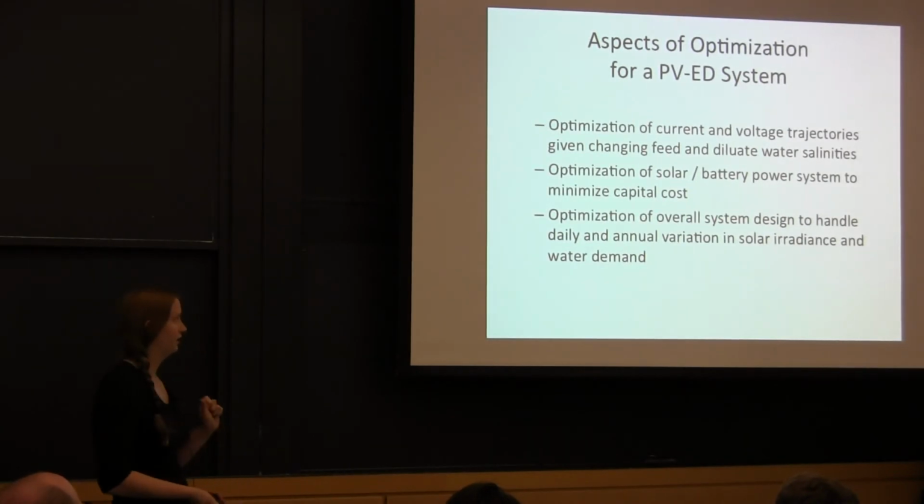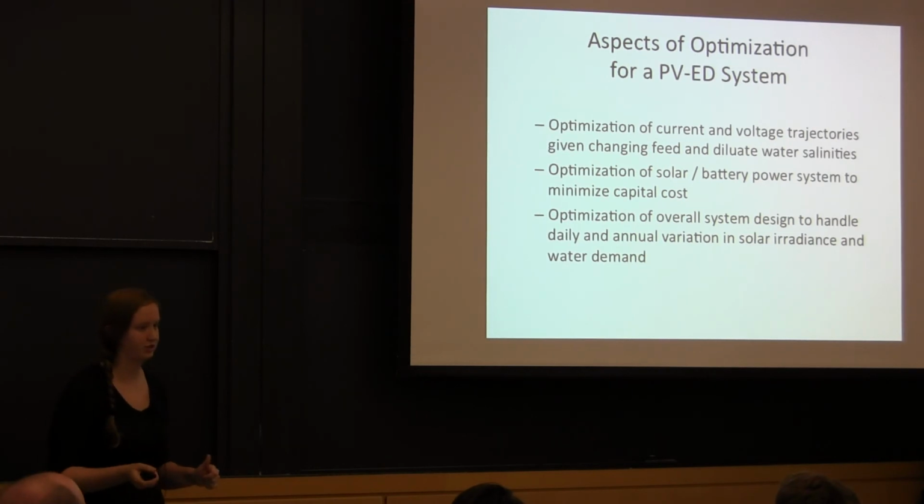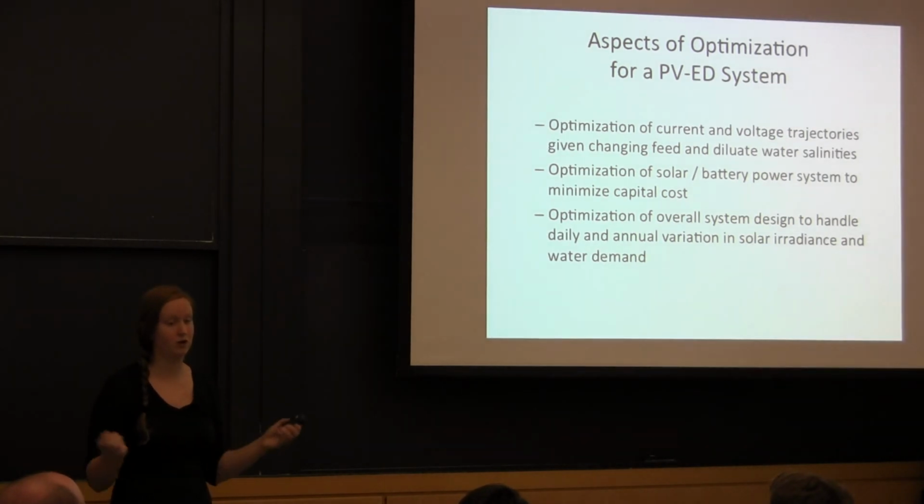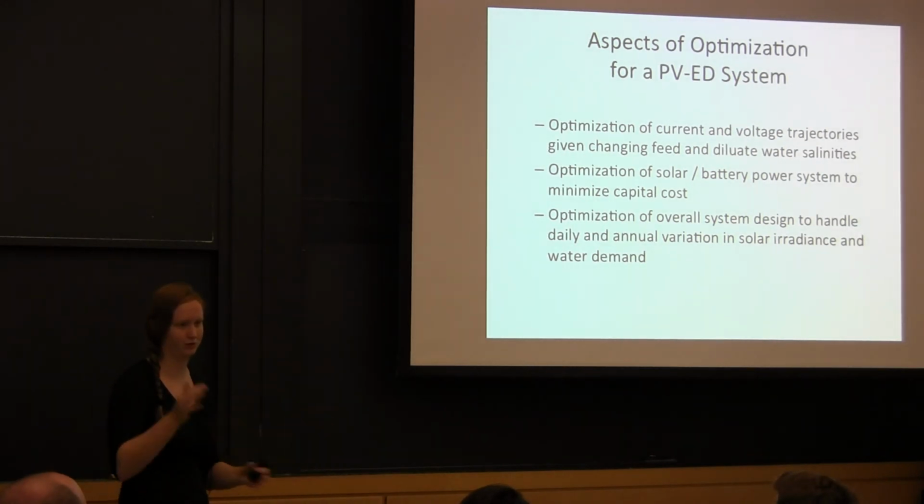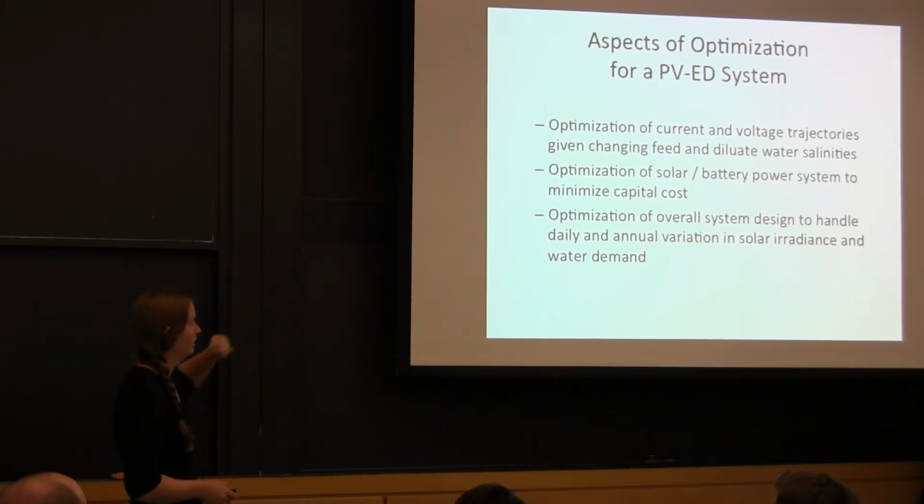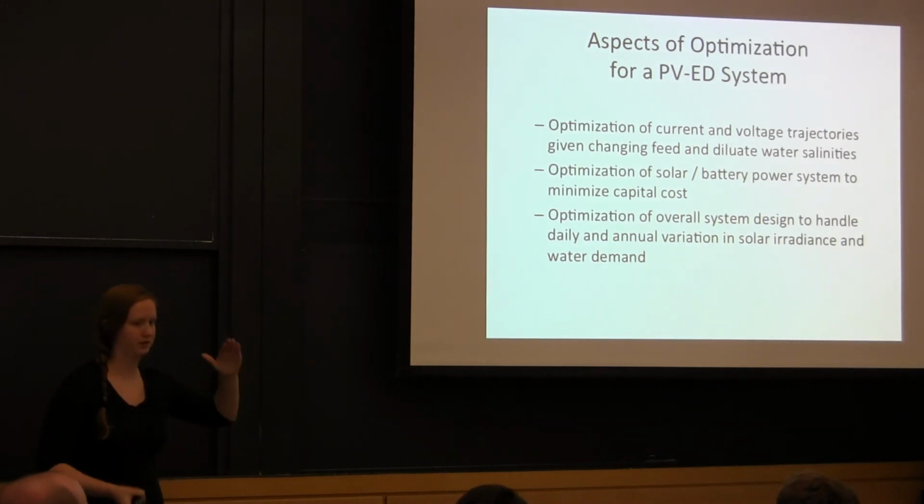But there are also some difficulties with it. We know that optimization of current and voltage trajectories is difficult in a direct drive system, because if you just connected it and didn't have any switching between making the current voltage or the voltage current, you wouldn't have your ideal system. So there's going to have to be some playing with the power there, and also optimizing how much battery versus how much solar.